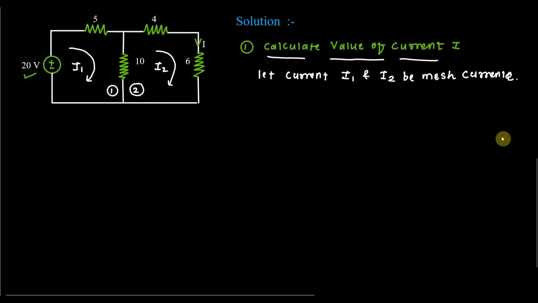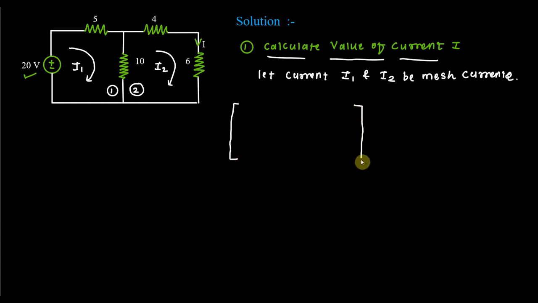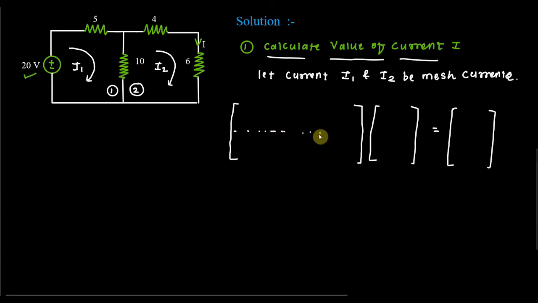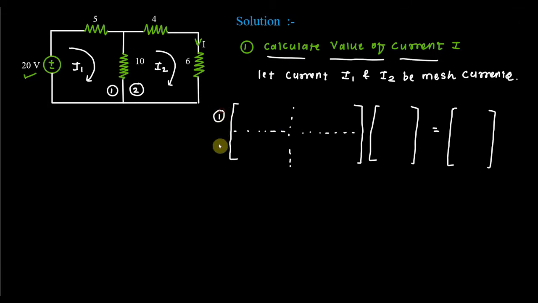Then write the mesh matrices directly. As you can see, there are two meshes, so the size of the matrices is 2 by 2. This matrix is the current matrix, and after the equal sign is the voltage matrix. Because the size of the matrix is 2 by 2, there will be four elements. This is mesh 1, this is mesh 2, this is mesh 1, and this is mesh 2. So now just enter the values.